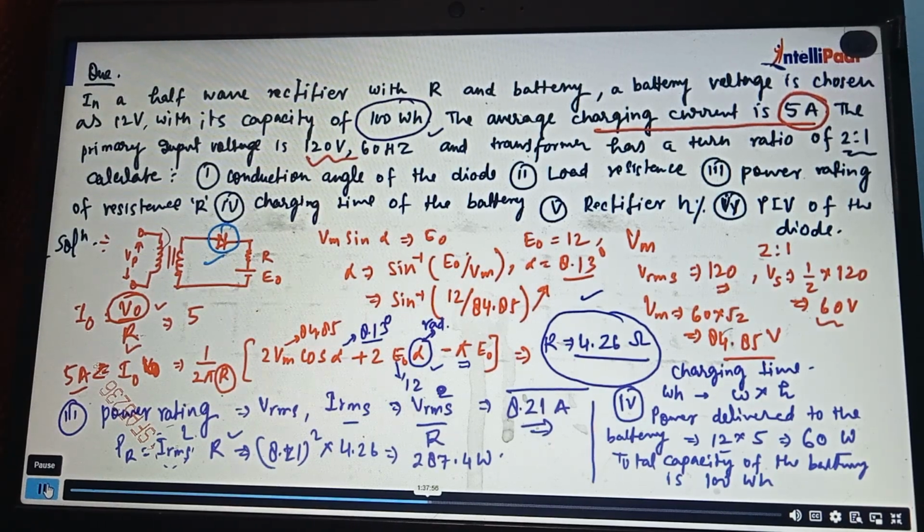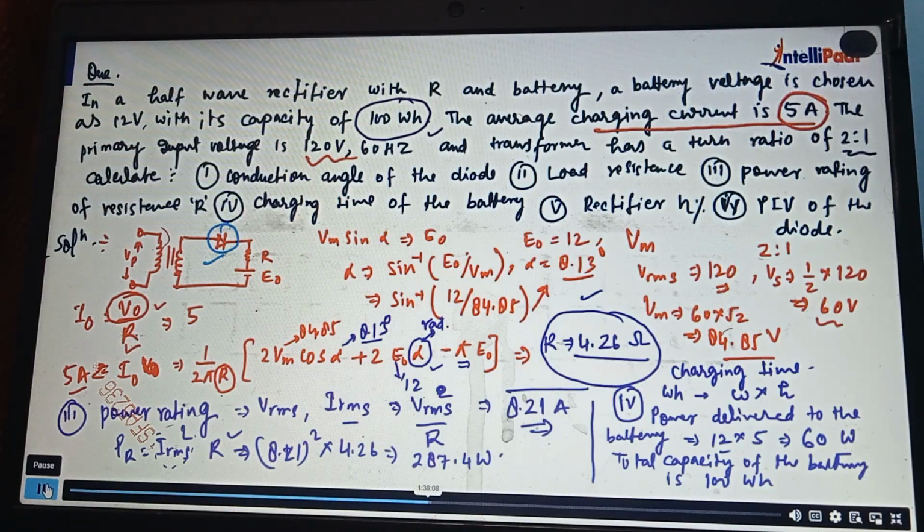Do you have confusion in this power rating? Yes, sir. That's 8.21 amps, sir. How did we get 8.21 amps? Yes, that is RMS current, not average. The average one, you can see I naught, that is 5 amps. That's it. 5 amps, yes.